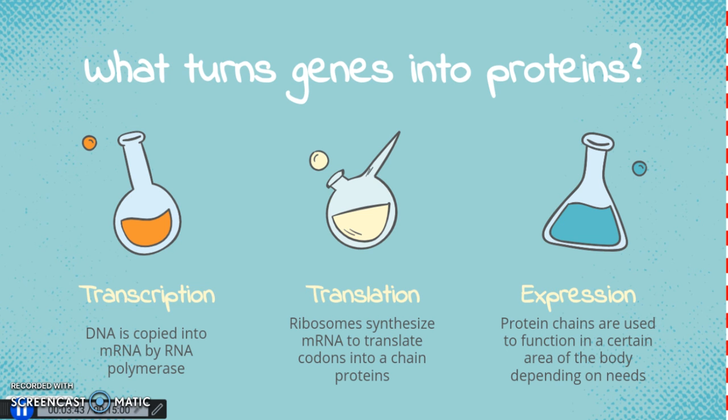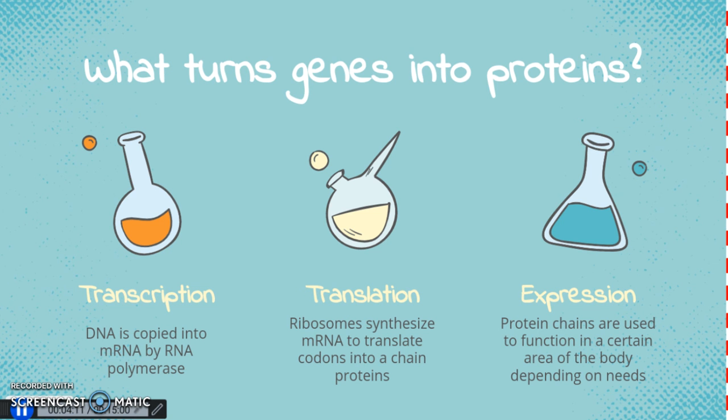It's going to disconnect, leave our nucleus, and go to what we call the cytoplasm to find ribosomes. And ribosomes are either floating freely within the cytoplasm, or they're connected to what we call the rough endoplasmic reticulum. Ribosomes read this mRNA strand to translate those codons, or those sets of 3 nucleotides, into a chain of amino acids forming a protein. And once that's done, that chain of proteins is going to disconnect from that ribosome, and it's going to be expressed through the body.